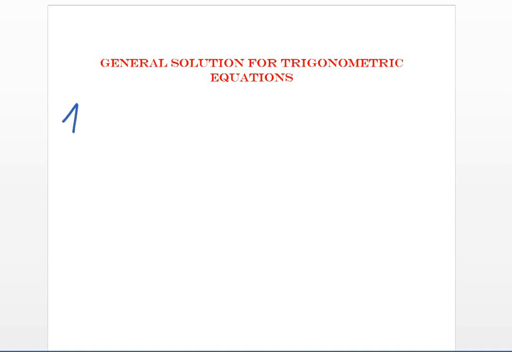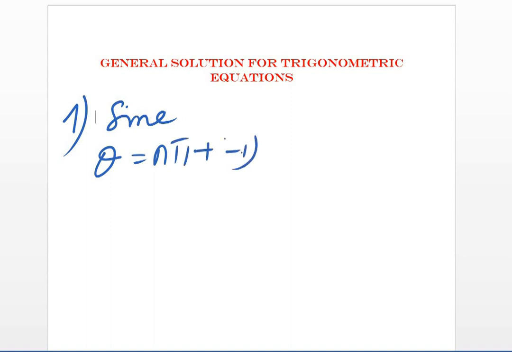Now, firstly, let's look at that for sine. The general solution for sine. We have that the angle theta is n pi plus -1 to the power n alpha, where this alpha is the principal angle, or theta is 180 degrees n plus -1 to the power n alpha. If the angle is given in degrees, this angle is our principal angle.